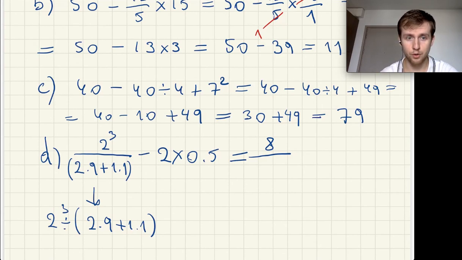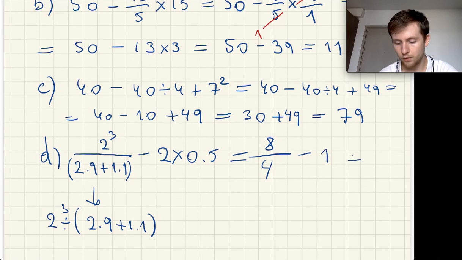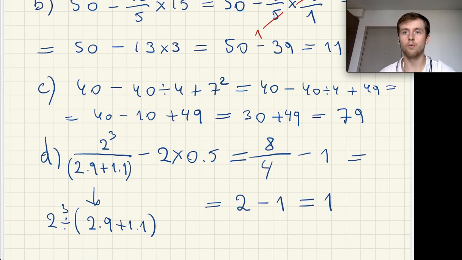So we have to do it pretty fast as well. It's pretty high in the priority list. So 8 over 4 minus, and now we can do 2 times 0.5. So 2 times 0.5 is 1. So 8 over 4 minus 1. 8 over 4 is 2. 2 minus 1 is 1.